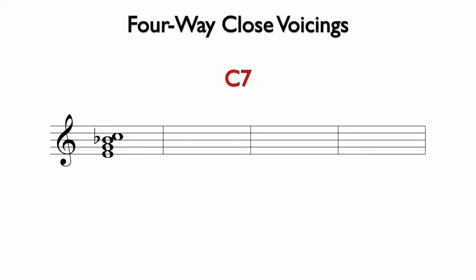For the next voicing, we'll start with E, the third, as the high note. The next note down in the C7 chord is C, then B flat, then G. For the next voicing, we'll start with G, the fifth, as the high note. The next note down in the C7 chord is E, then C, then B flat. For the next voicing, we'll start with B flat, the 7th, as the high note. The next note down in the C7 chord is G, then E, then C.